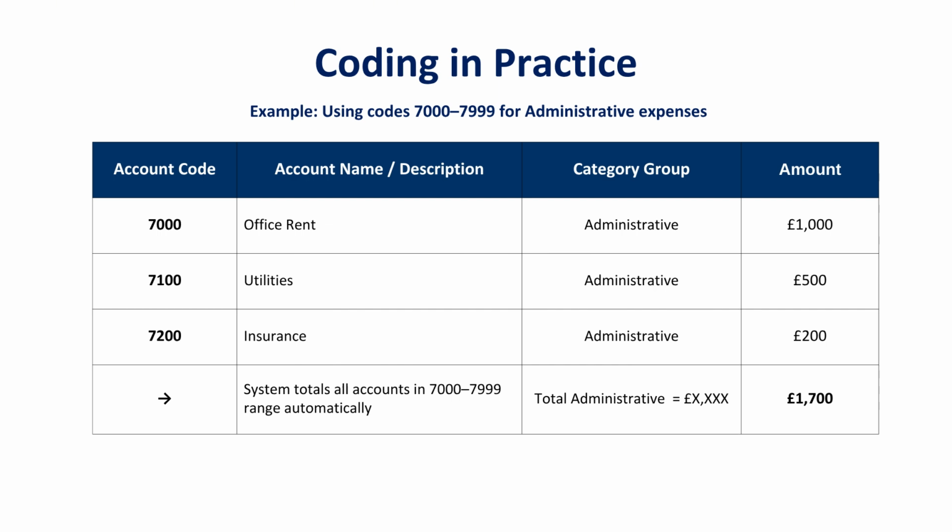There's no legal rule saying your bank account must be 1,000 or your capital must be 3,000. These are just conventions, agreed upon structures that make it easier for accountants across businesses to read ledgers. A company might decide to start its sales at 4,000, while another might use 100 for the same purpose. And that's fine, as long as it's consistent throughout that system.